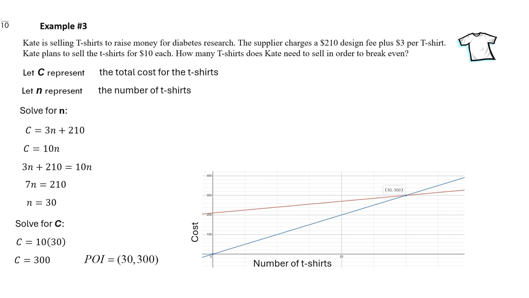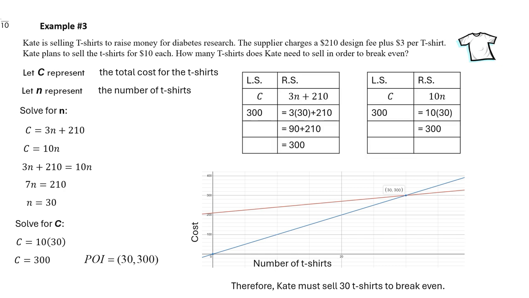If we graph these, we can confirm visually what we've already proven algebraically and see that indeed the point of intersection is 30, 300. 30 t-shirts sold for a total cost of $300 would be the break-even point. Now we can check our values by plugging them back into the equation like we have in previous slides, and we'll see that in both cases, for both equations, the left-hand side equals the right-hand side.